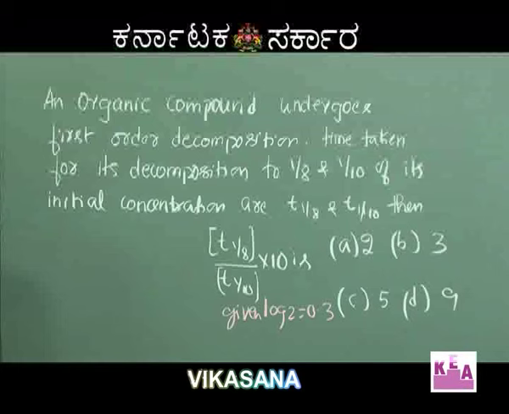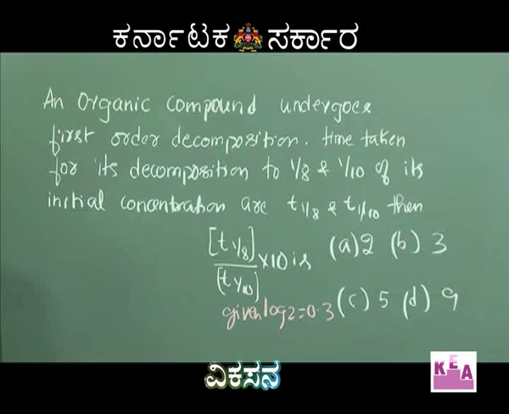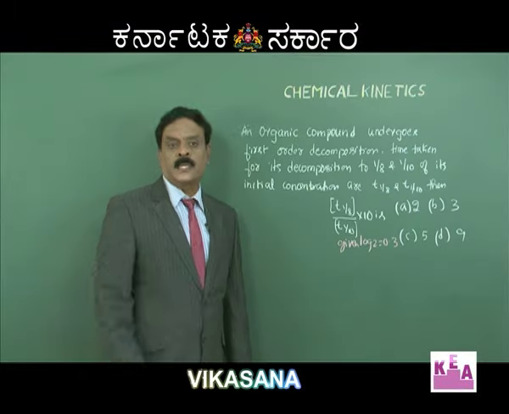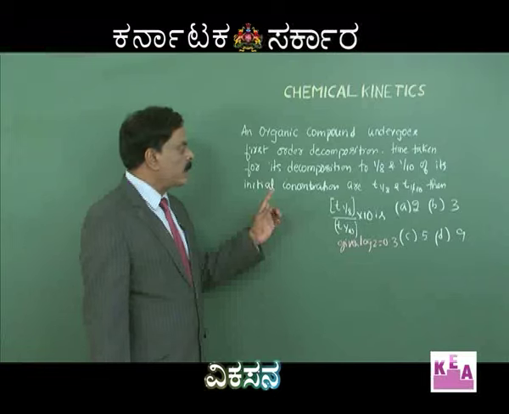Question: an organic compound undergoes first order decomposition. The time taken for its decomposition to 1/8 and 1/10 of its initial concentration are T 1/8 and T 1/10. Then T 1/8 by T 1/10 into 10 is, the options are A 2, B 3, C 5, D 9. You are given log 2 as approximately 0.3. Students, please note that this is a question from the JEE Advanced paper.